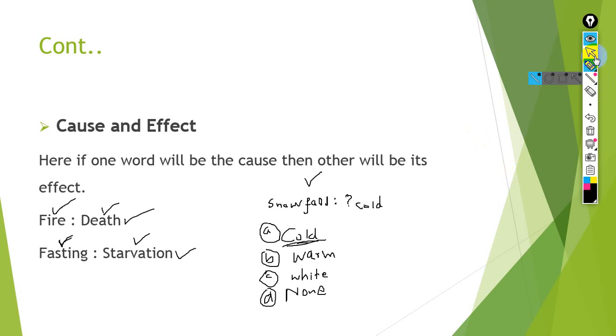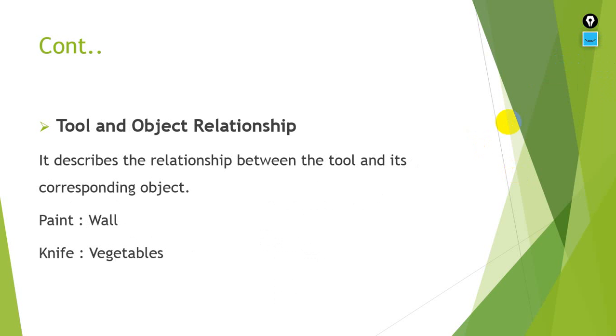Okay, next what we have is the tools and object relationship. Here we will have tools and the object relationship. For example, paint on wall; a knife, what are we using this for? For cutting the vegetables. Now your assignment is to write any three analogies for the tools and object relationship.